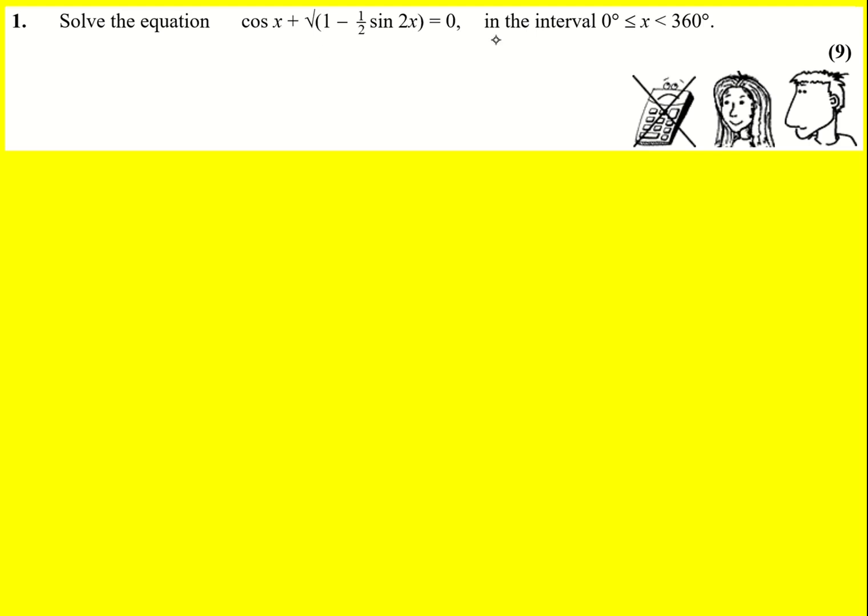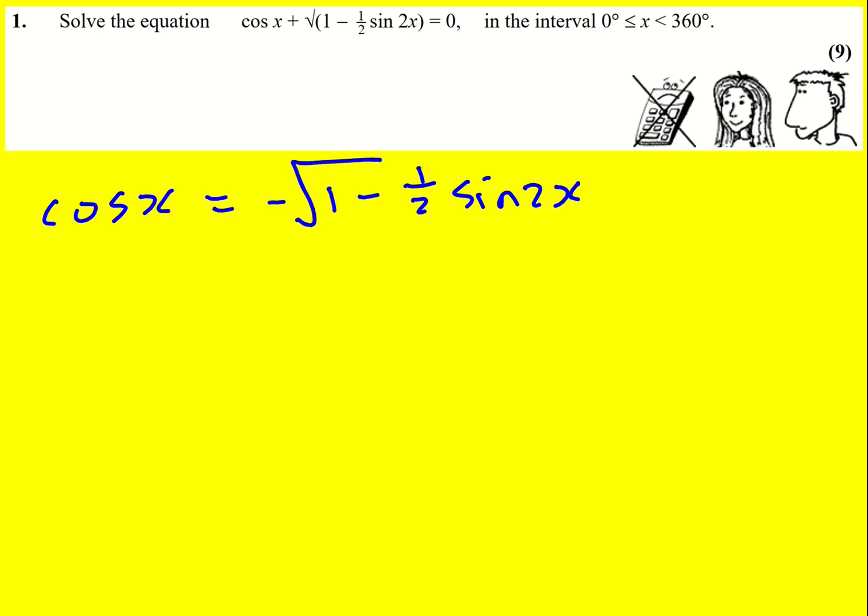We have a trig equation to solve between 0 and 360. Unfortunately, there's a square root in there. So the first thing to do is to get rid of that square root. I think the best option is to write it as minus 1 minus a half sine 2x. Get them on different sides and then square them.